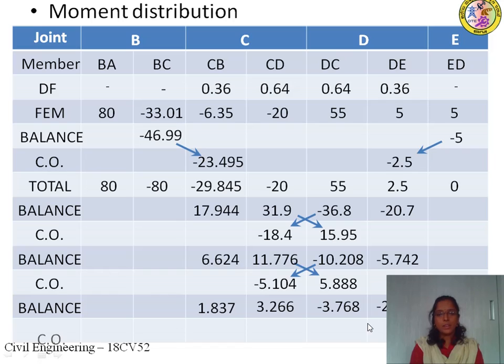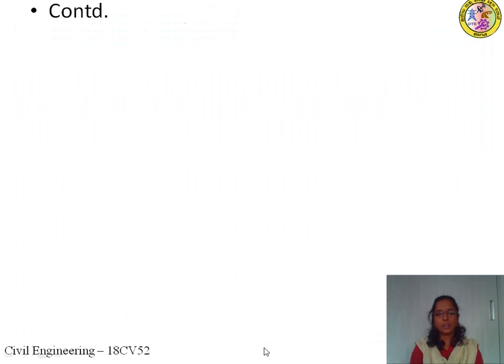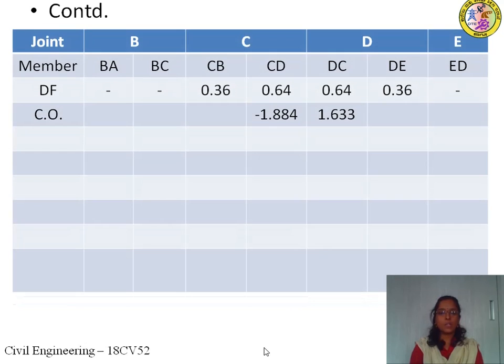Next step, again it is carrying over from CD to DC. Half of 3.266 will be equal to 1.633, and from DC to CD, half of minus 3.768 will be equal to minus 1.884. So let us carry the last row to the next page. So this is the last row, carry over.